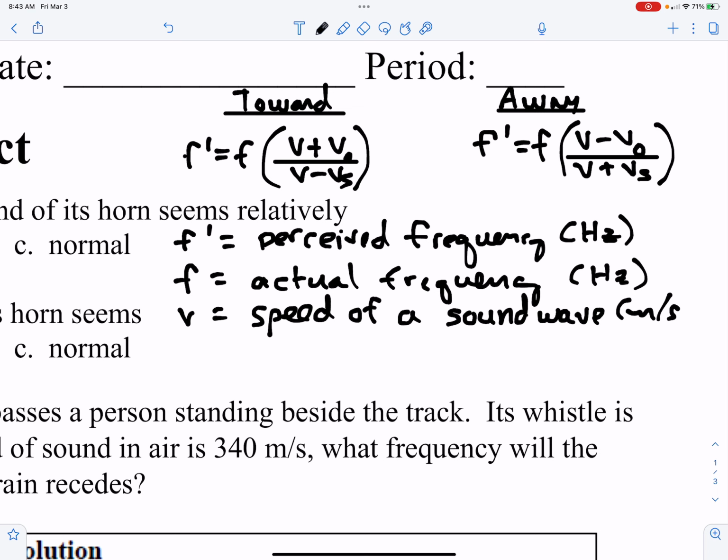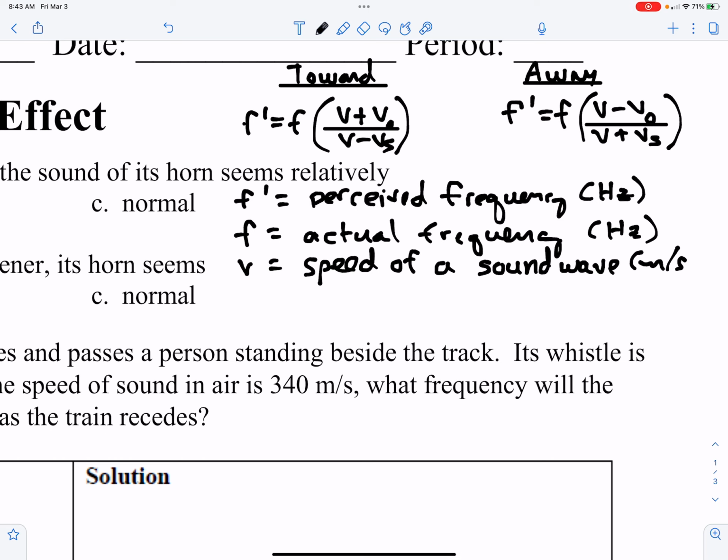Now, the speed of a sound wave in air for this particular exercise is going to be a constant value, and we're going to use 340 meters per second. That's going to be the value for the speed of a sound wave that we will use for this exercise. But please understand that the speed of a sound wave depends on the medium which it travels through and the temperature of that medium. So it depends on both of those things. We're just going to assume a constant 340 meters per second for this practice.